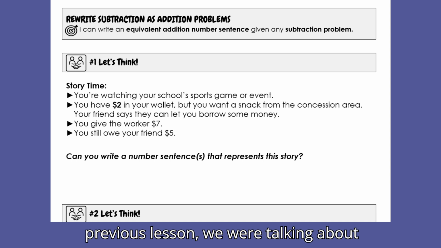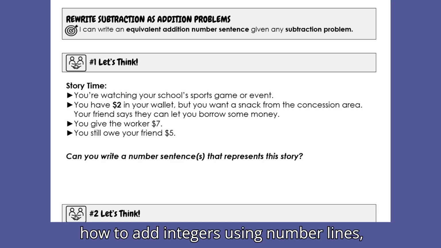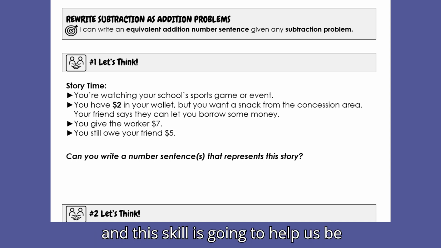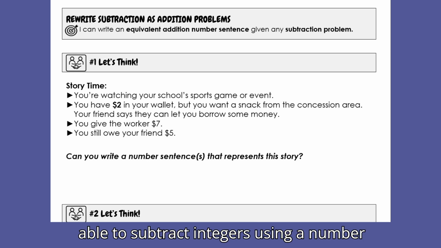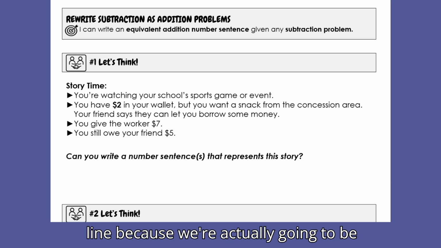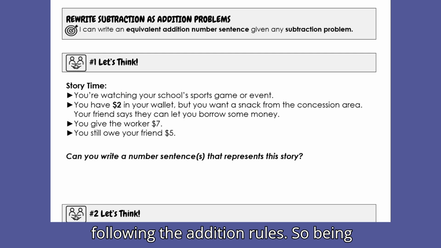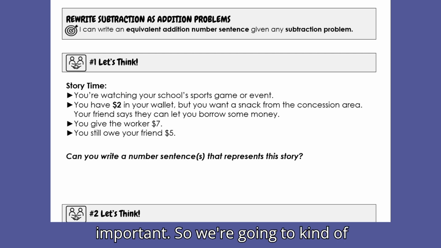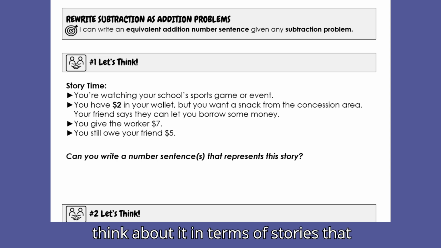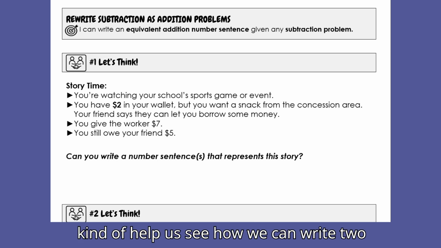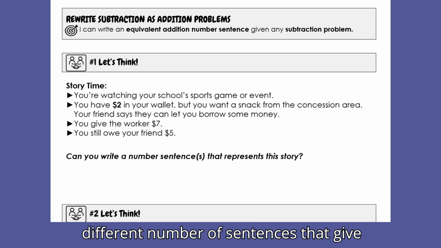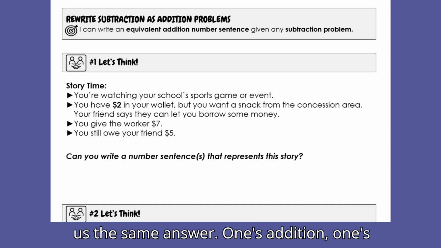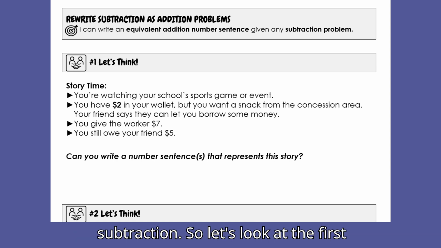In our previous lesson, we were talking about how to add integers using number lines. This skill is going to help us subtract integers using a number line, because we're actually going to be following the addition rules. So being able to convert from subtraction to addition is going to be extremely important. We're going to think about it in terms of stories that help us see how we can write two different number sentences that give us the same answer. One's addition, one's subtraction. So let's look at the first example.